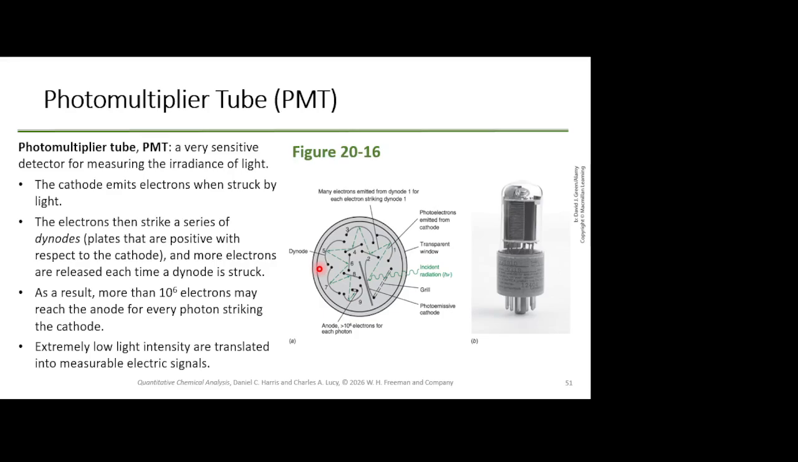You're going to have a series of diodes. Those are the same diodes as you've heard of in like electrical things. These are the plates. They're going to be positive with respect to the cathode. The electrons are going to be released every time a diode is struck. And so for every 1 photon, you're going to get 10 to the 6 electrons that actually come out of here.